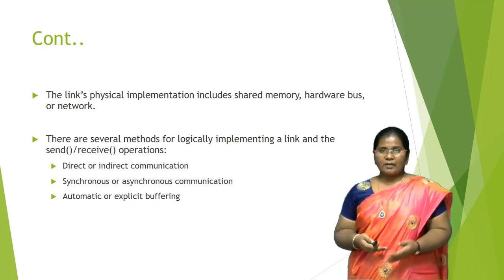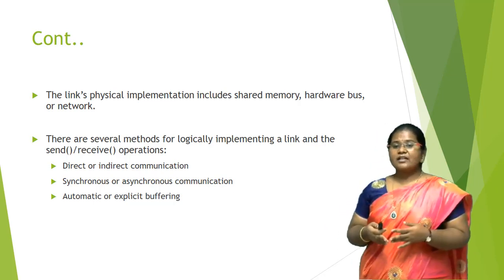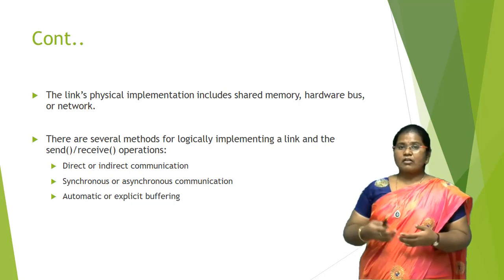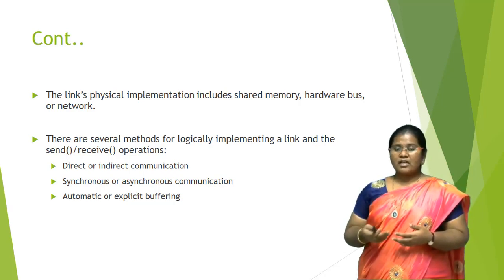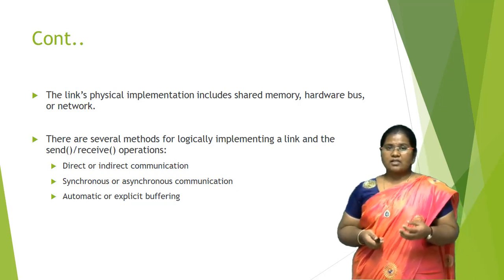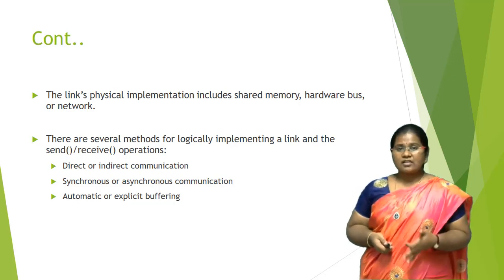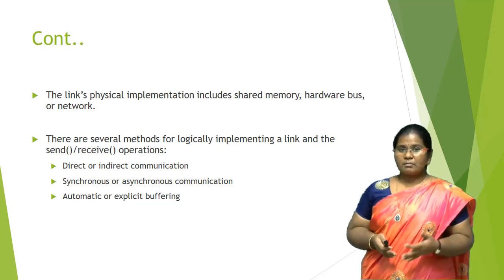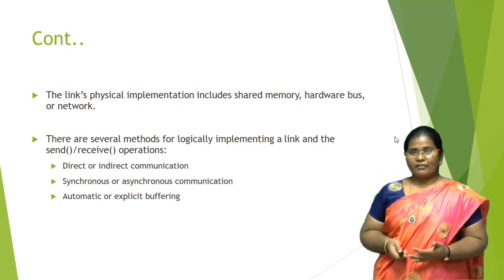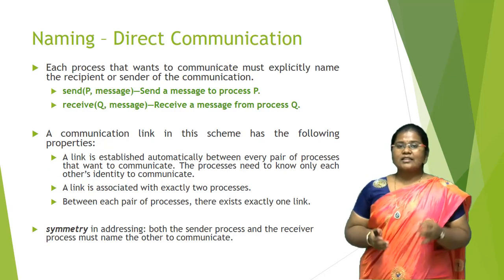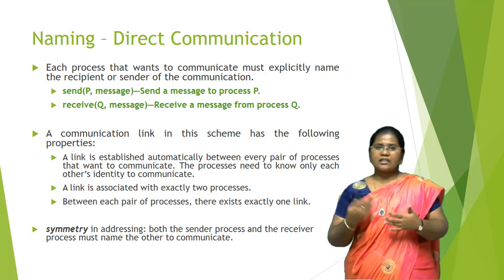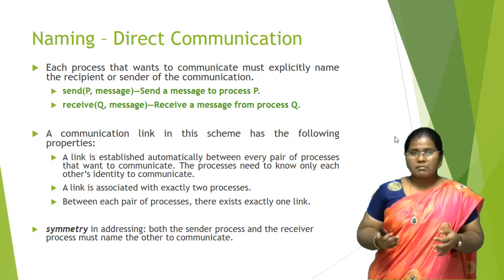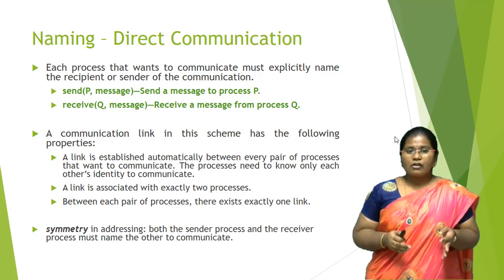In the case of logical implementation of this link, there are different methods in order to send and receive messages from each process. The three methods are direct and indirect communication, synchronous and asynchronous communication, as well as automatic and explicit buffering. Now first let us see direct communication. In either direct or indirect communication, the sending and receiving processes must mention their names in the system call that is used by the operating system.